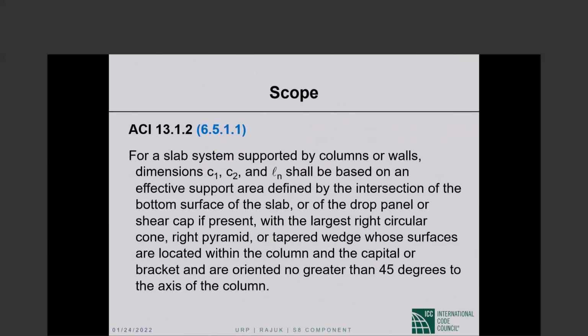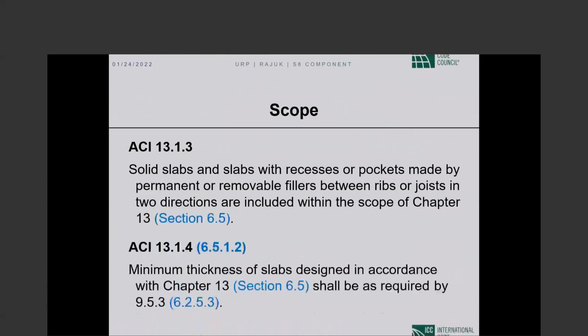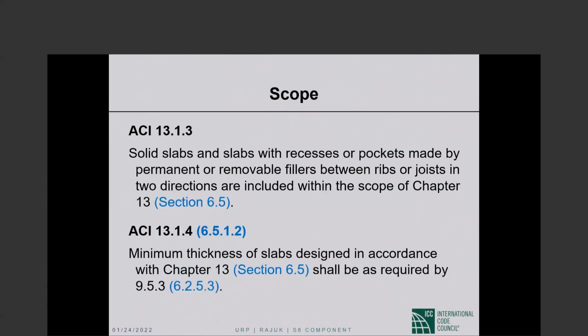This slide is talking about irregularly shaped supports, and I will let you read it. That's not a very usual situation. Solid slabs and slabs with recesses or pockets made by permanent or removable fillers between ribs or joists in two directions are included in the scope. So those pockets and fillers are not uncommon, and that does not remove the slabs from the scope of Chapter 13.